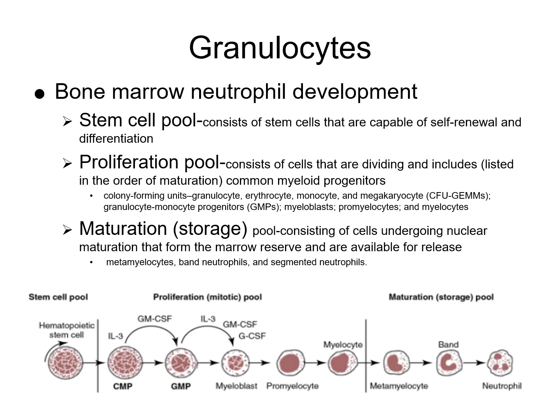And then we have our segmented neutrophils, which are fully mature neutrophils with a segmented multi-lobed nucleus, ready for circulation. So just a quick summary of our neutrophil development: we have that stem cell pool, which is the self-renewal and differentiation stage. We have the proliferation pool, where cells are actively dividing through those stages. And then we have our maturation storage pool, where there is nuclear maturation in the metamyelocytes, band neutrophils, and segmented neutrophils that are going to be ready for release into the bloodstream.